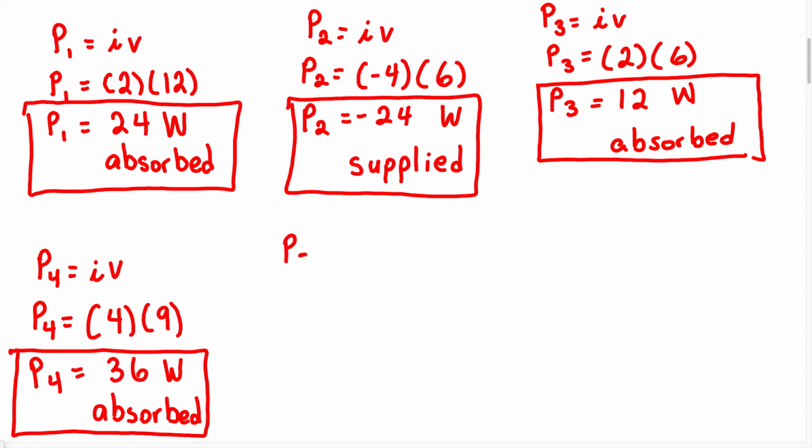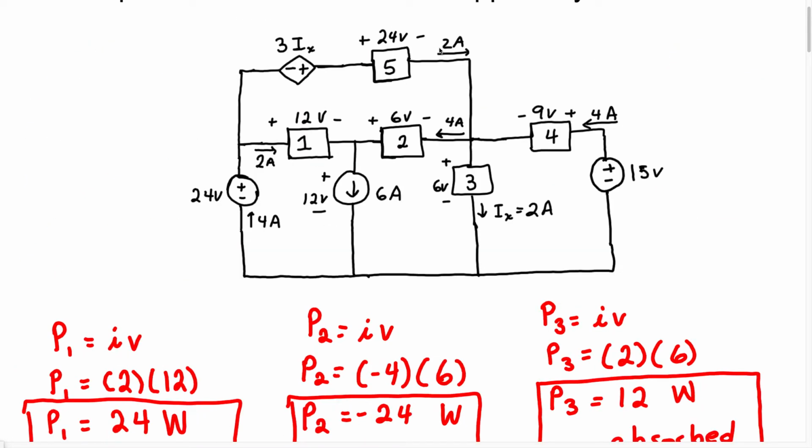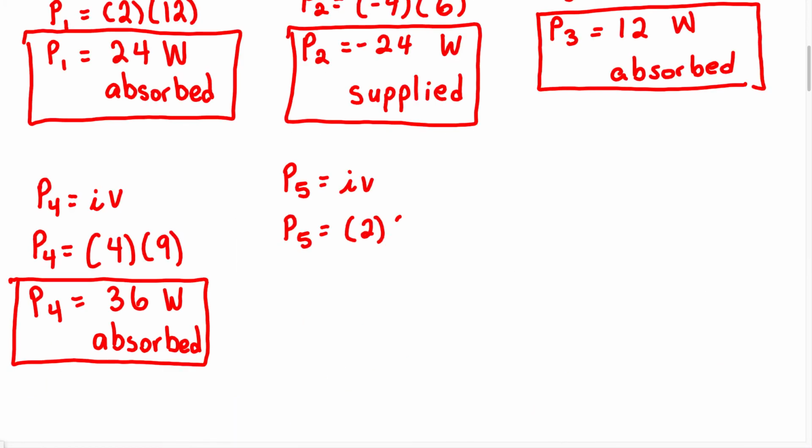Okay, let's do the power in the 5th element. So the current that's entering this 5th element is going to be a positive 2 amps, and the voltage across this element is 24 volts. So we're going to have 2 for the current and 24 for the voltage. So we're going to have 2 times 24. Let's plug it into the equation. When you solve for this, the power across the 5th element is going to be 48 watt absorbed.